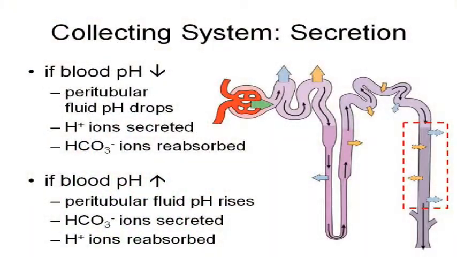If the blood pH begins to drop for whatever reason, then that means the fluid around the tubules, the pH begins to drop. And so hydrogens are going to be sucked out of this fluid, put into the tubule, and peed out. Bicarbonates are going to be reabsorbed. If the blood pH goes up, bicarbonate is going to be peed out, and hydrogen is going to be reabsorbed. So the kidneys are extremely important in maintaining blood pH.